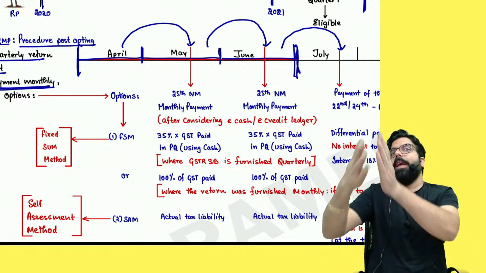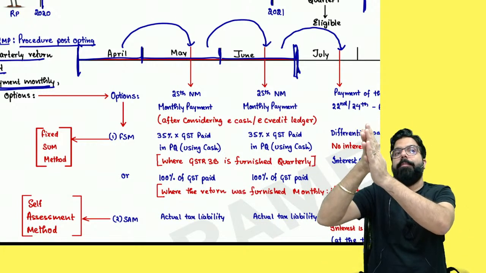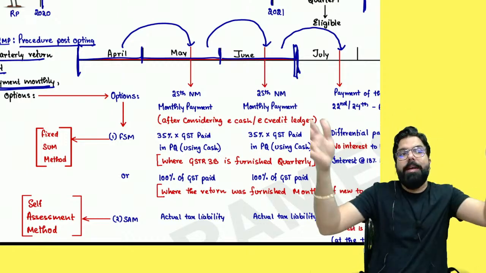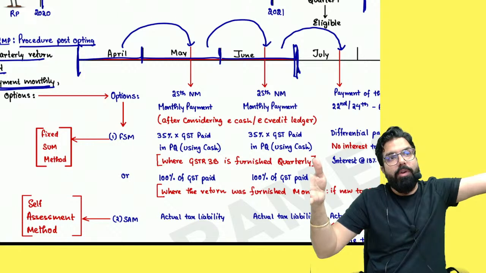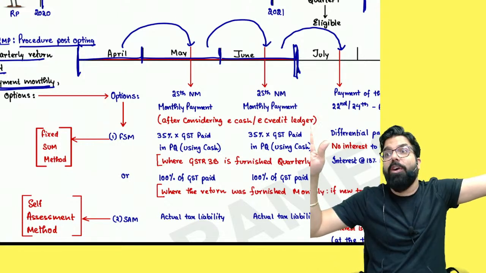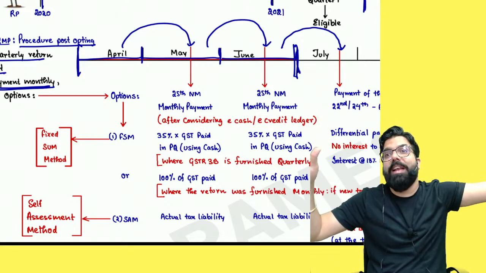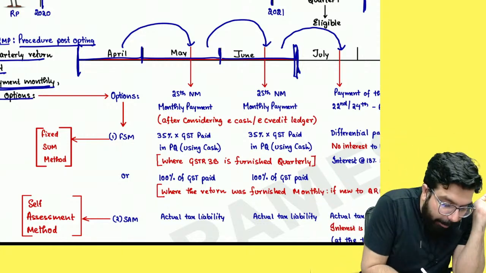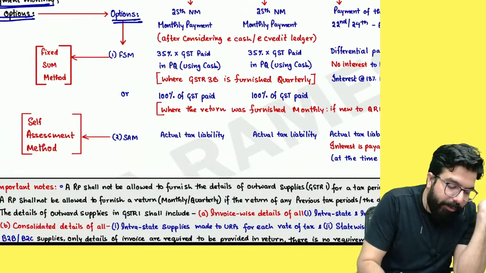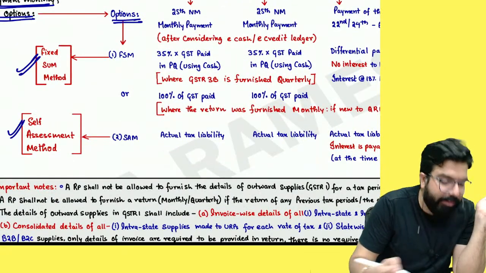People, tell me one thing. April month ka when will I make the payment? 25th May. May month ka when will I make the payment? 25th June. June month ka when will I make the payment? 25th of July or 22nd or 24th of July when I am filing 3B? 22nd or 24th. Now when I have to make the payment, it says you have two options. One is fixed sum method and one is self-assessment method.